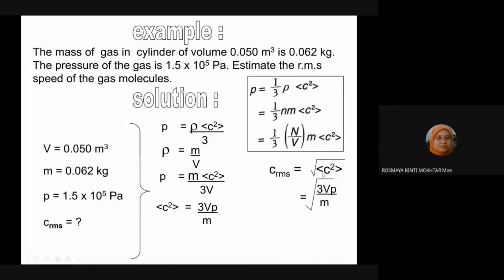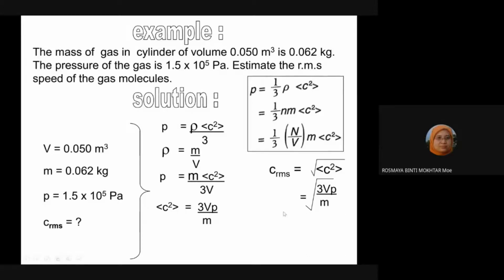So square root of the mean square speed, we give you the RMS speed. So short form we say RMS. Short form for RMS, I repeat, is root mean square. That's why you put the square root here to get the root mean square. So we substitute the mean square speed into here. This is square speed. So square root of this, you get root mean square speed.